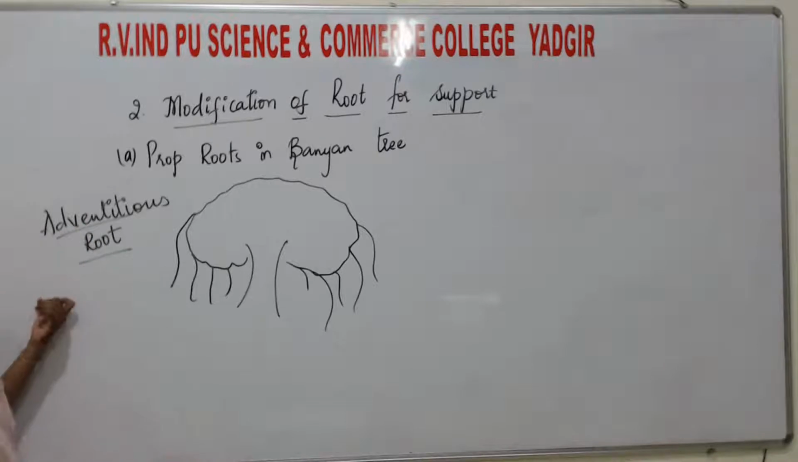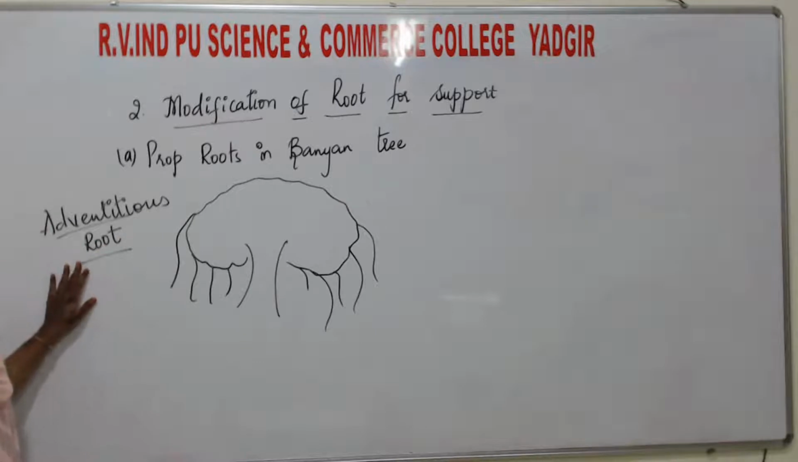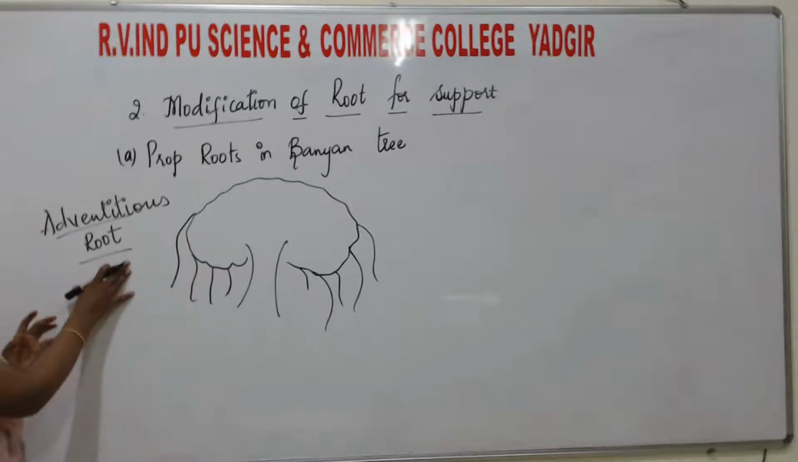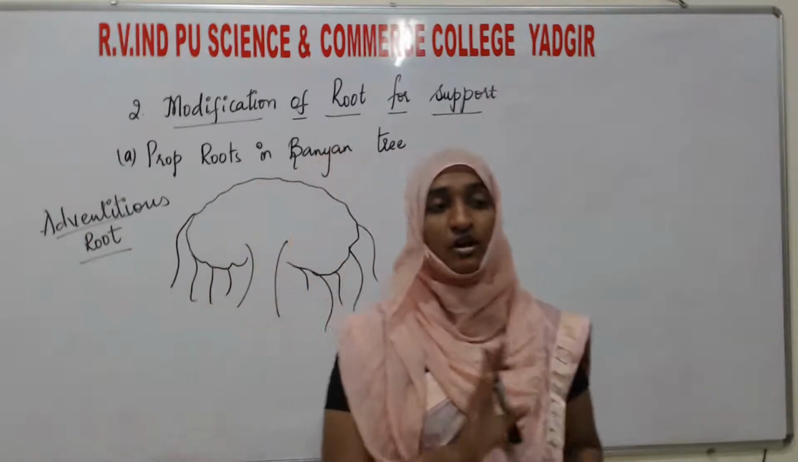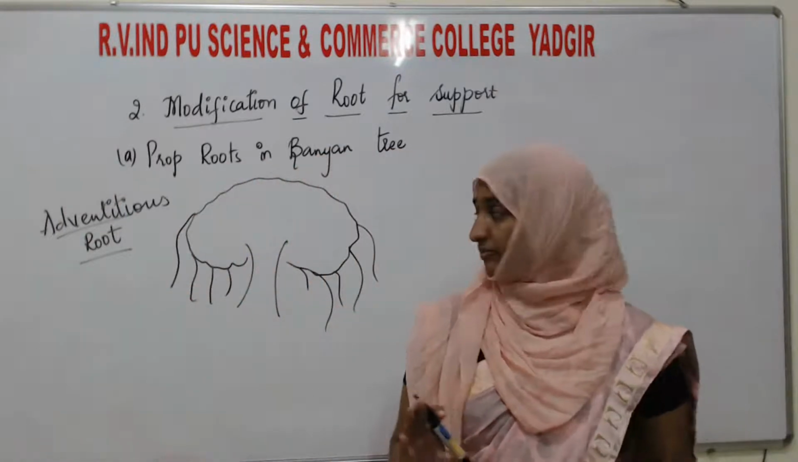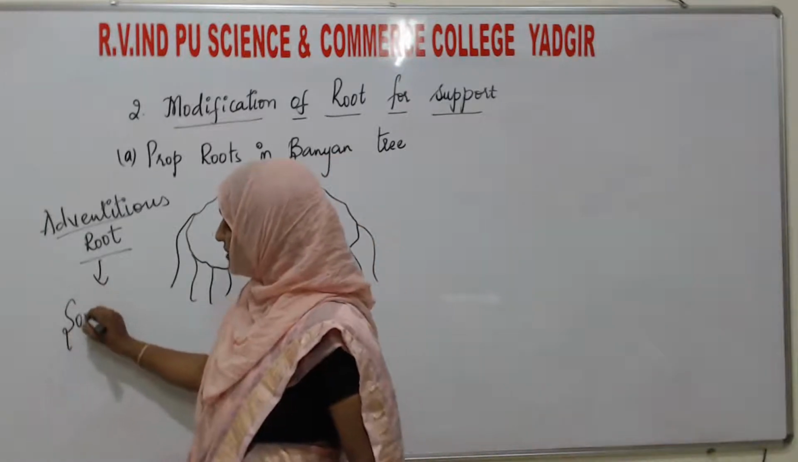Crop roots, split roots, these are all what? These are examples of adventitious roots. So, what do you mean by adventitious roots? They are the roots which arise not from the radical, but from some other parts of the plant.